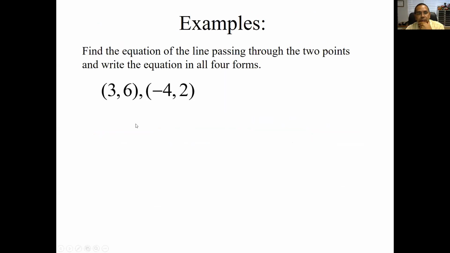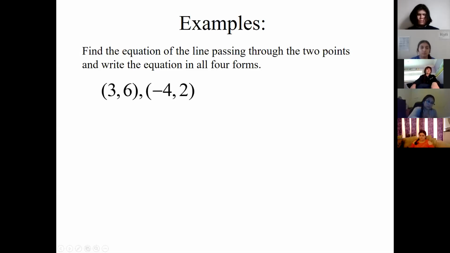All right. So now that you have all those 4 different forms, find the equation of the line passing through these 2 points and write that equation in all 4 forms. Easy, easy, easy.